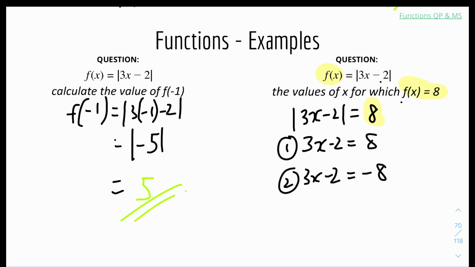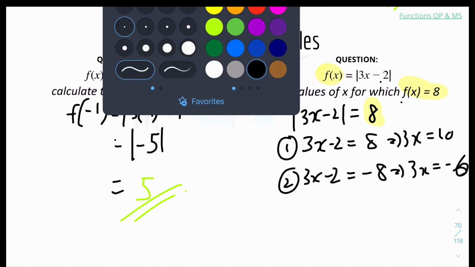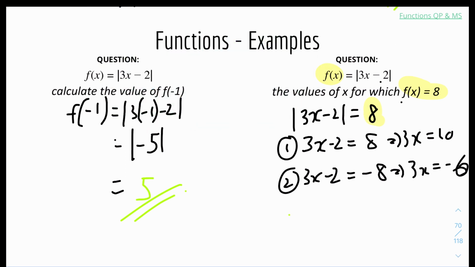So then this will be 3x equals 10. And this will be 3x equals minus 6. So if you find x, it will be two values. Number one, x will be 10 over 3. And x will be minus 6 divided by 3, it will be minus 2.